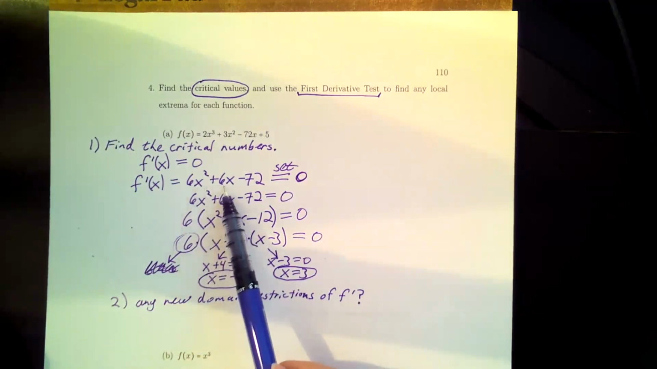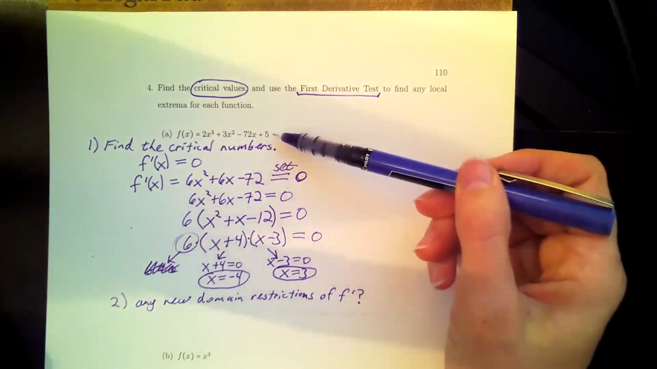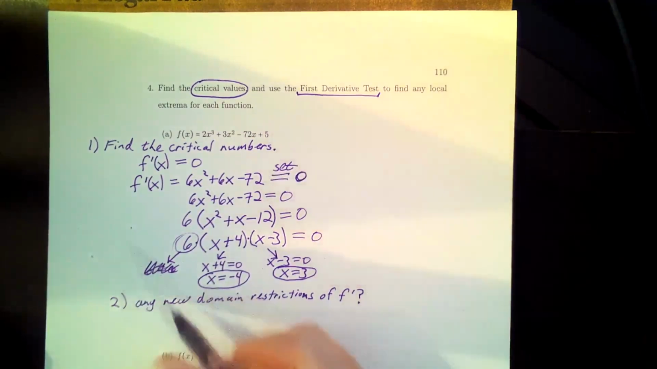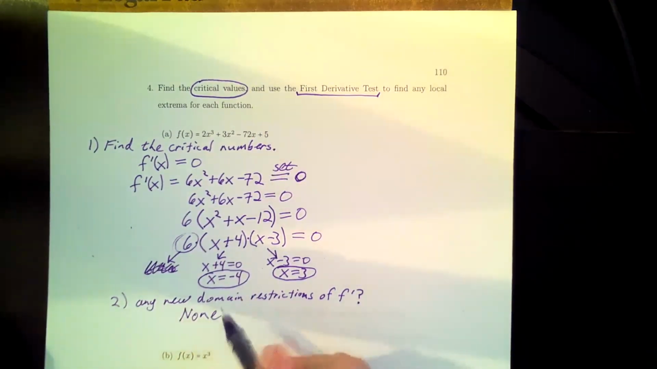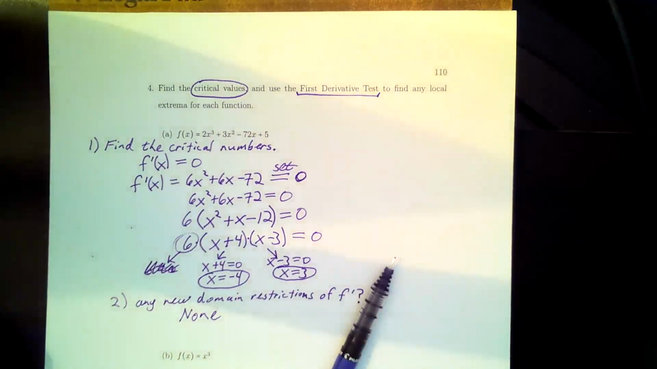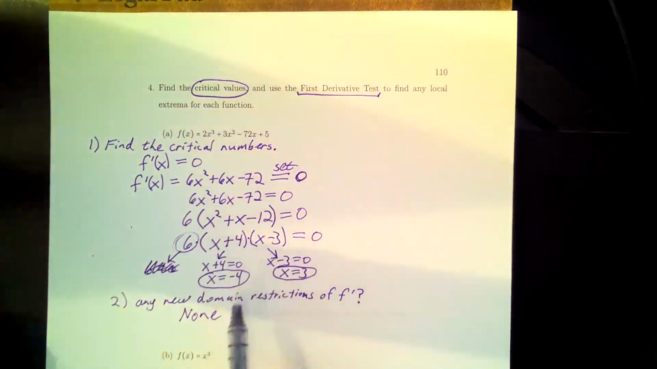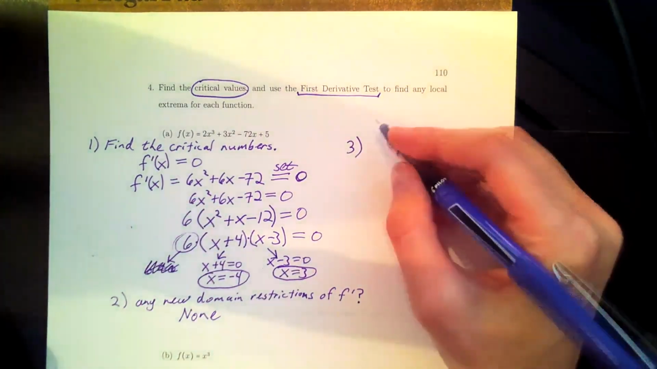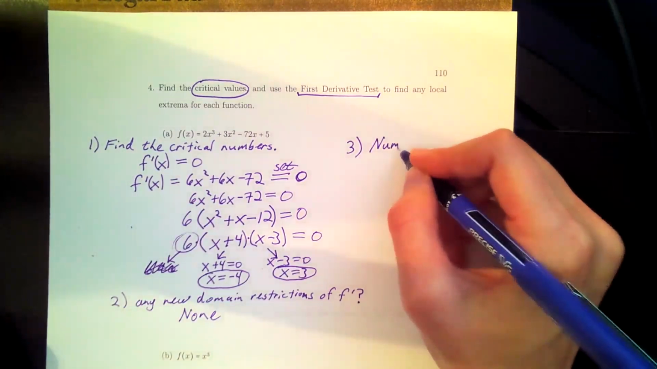That is to say, if you can plug any x value you want in there, there are no domain restrictions. My original function has no domain restrictions, no bad x values, and my derivative doesn't have any either. So are there any new ones? No, there is not. So we would not have any additional critical numbers gotten out of this one. I only have the two, negative 4 and 3. So then I can move on to the next step, which is doing a number line analysis.